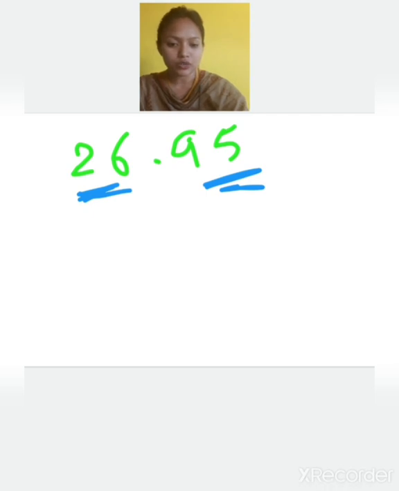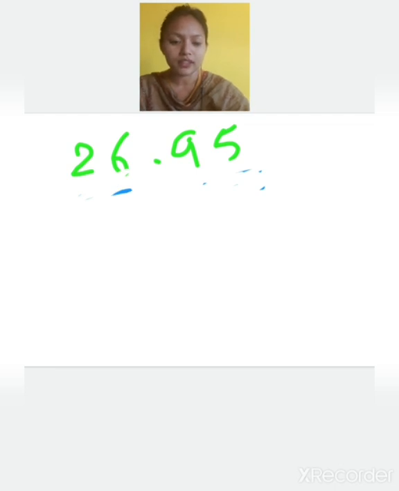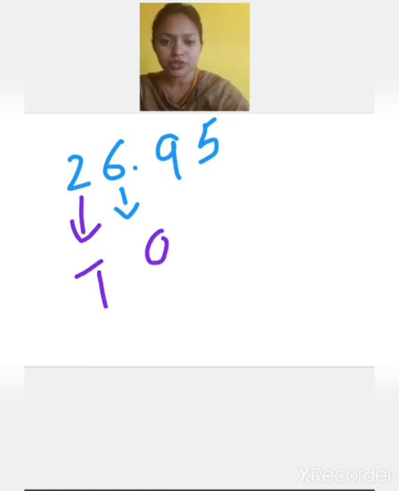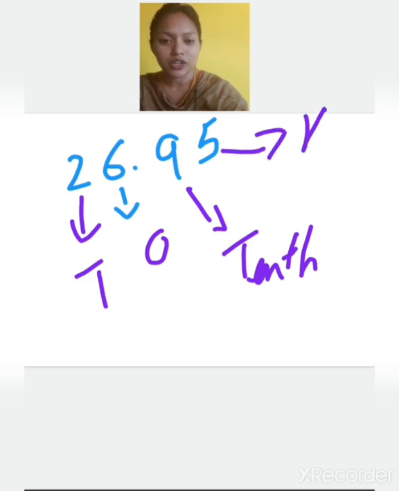So in this one also, you can write it like 26.95. If you have to tell their position, before the point it is the 1's position, this position is the 10th position, and this one is the 100th position.